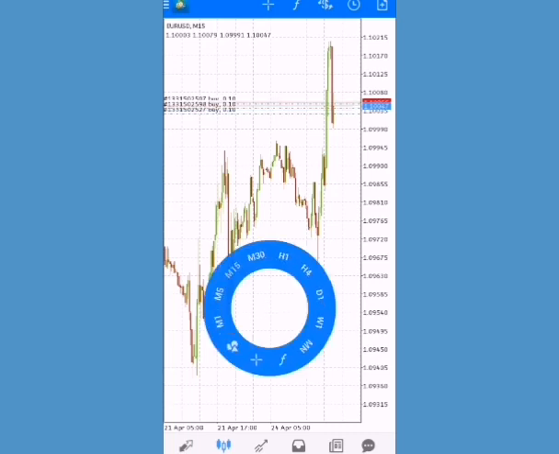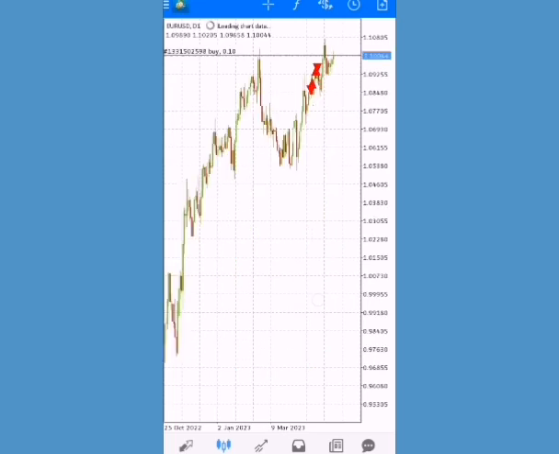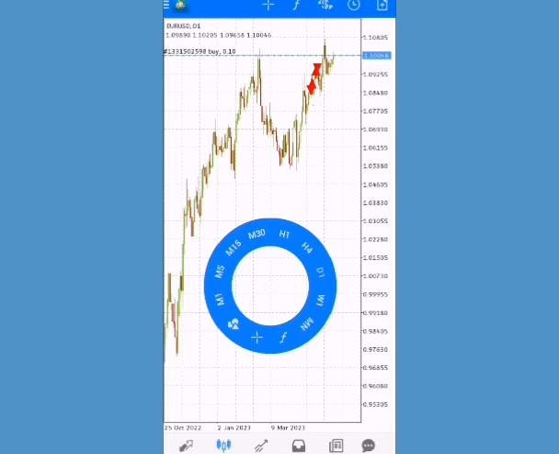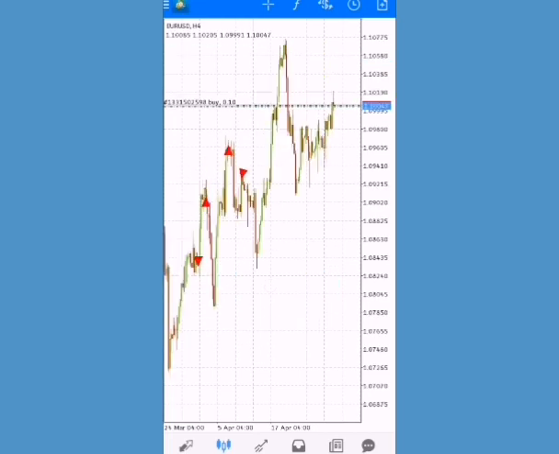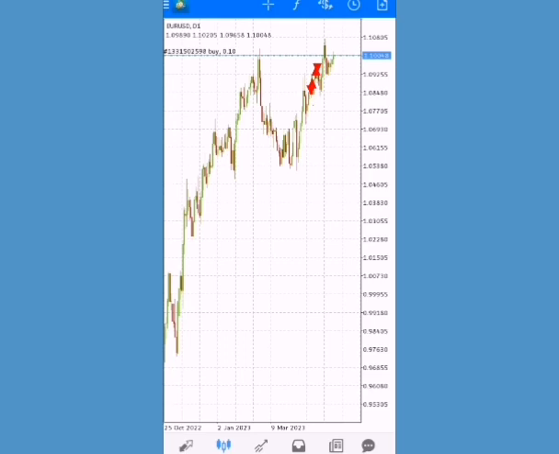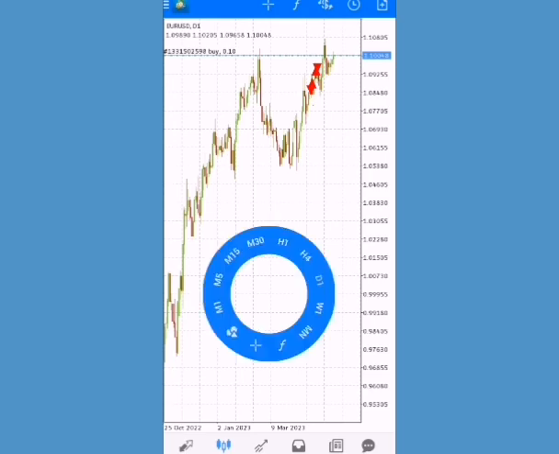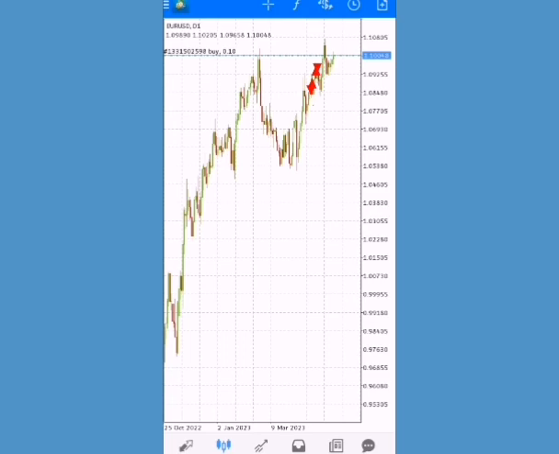The first thing that you have to do is follow the trend of a higher time frame. You can follow the trend of the 4-hour time frame. You can follow the trend of the daily time frame, but bottom line is you have to follow the trend of a higher time frame.